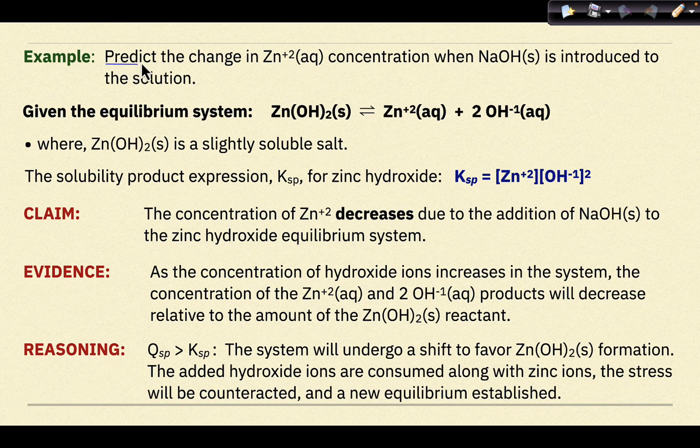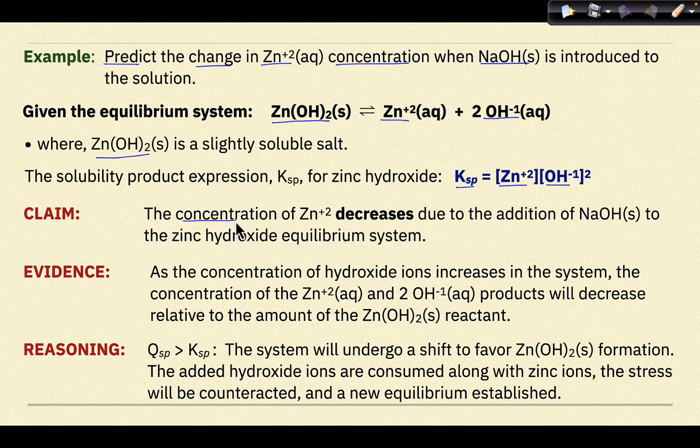Example: predict the change in Zn+2 ion concentration when sodium hydroxide solid is introduced to the solution. Given the equilibrium system, Zn(OH)2 solid decomposes to form zinc ions and hydroxide ions, where Zn(OH)2 is a slightly soluble salt. The solubility product expression Ksp for zinc hydroxide is Ksp equals the concentration of zinc ions times the concentration of hydroxide ions squared.